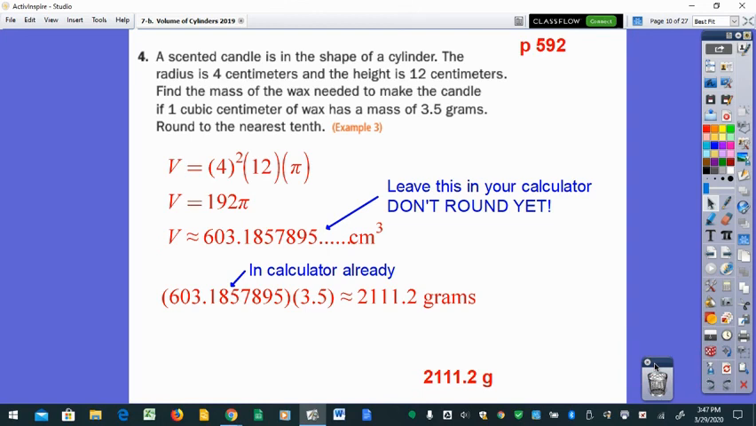And that's it for today. I'm just going to ask you to try to do a couple problems that involve finding the volume of cylinders, and then a couple that have also going further this extra step of multiplying to get the weight.